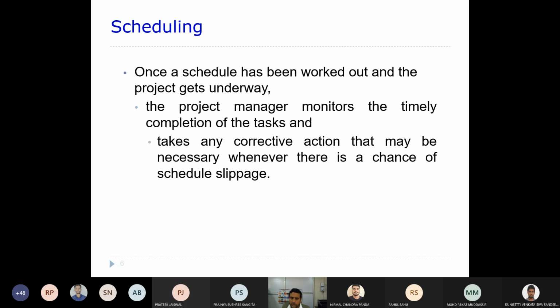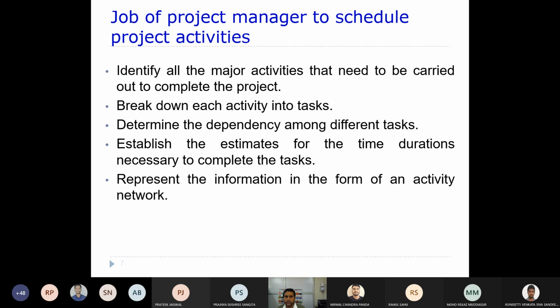Otherwise what will happen, that may lead to schedule slippage. That means we will not be able to deliver the software in time, okay. So it will help us in monitoring the progress of the project, okay. So this way the scheduling is much more helpful, right. So it is the job of a project manager to schedule project activities, right.